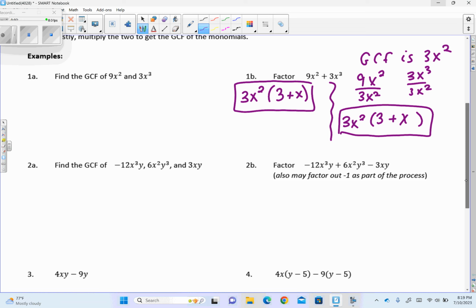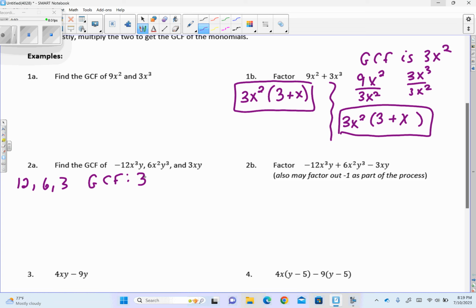For the second problem, now we have 3 different terms, but if we want to find a GCF, we attack it the same way. First, we're going to look at the numerical coefficients. You don't really have to worry about differences in signs. If I have 12, 6, and 3, and I want the GCF, first thing I notice is these are multiples of each other. 12 is divisible by 6 and by 3, and 6 is divisible by 3. If they're multiples of each other, the GCF is just going to be the smallest number.